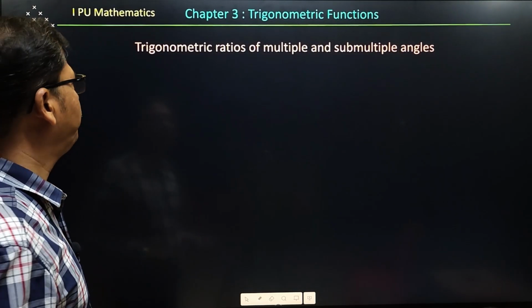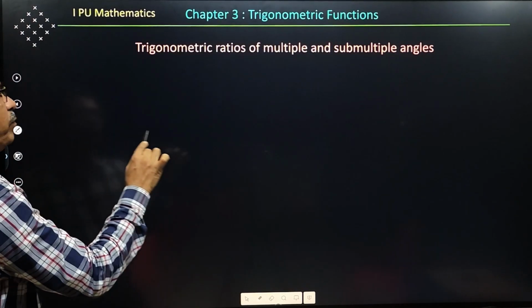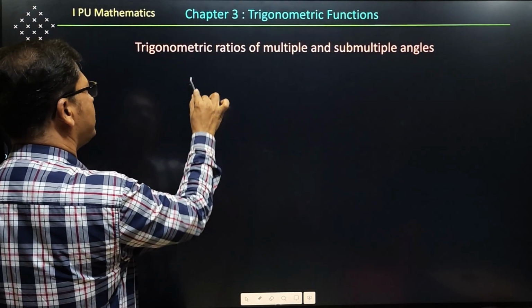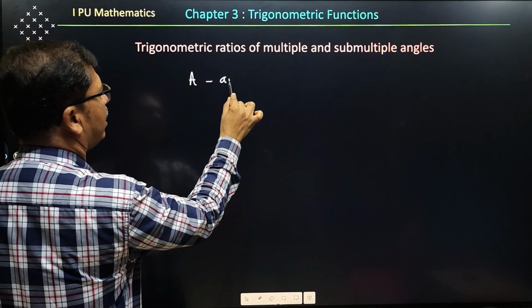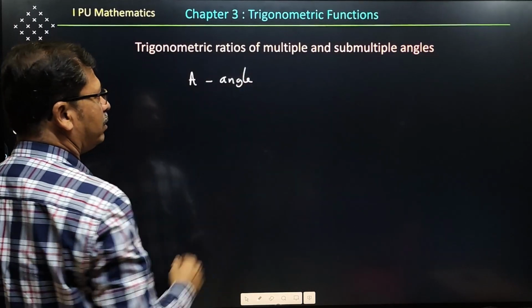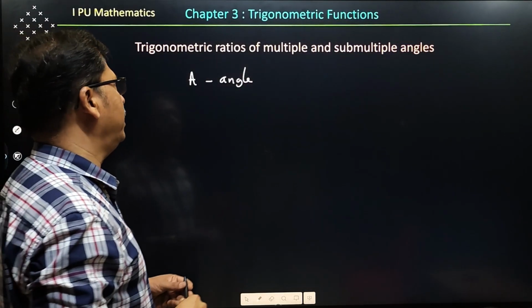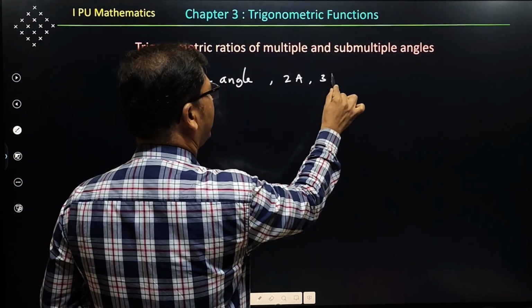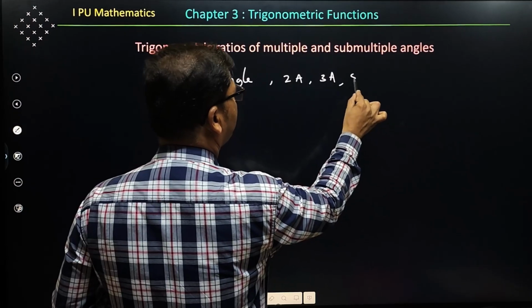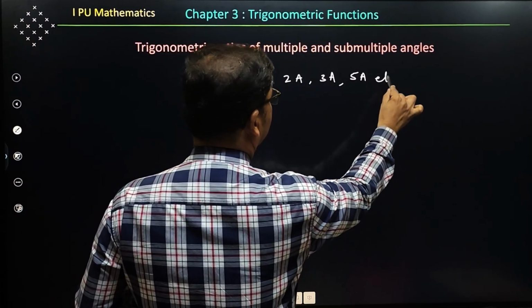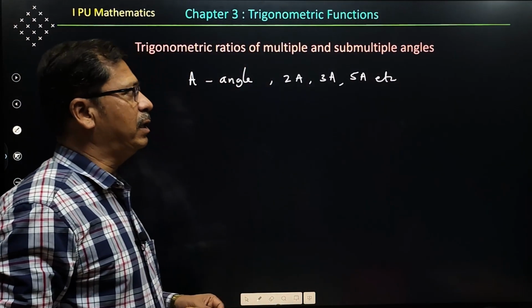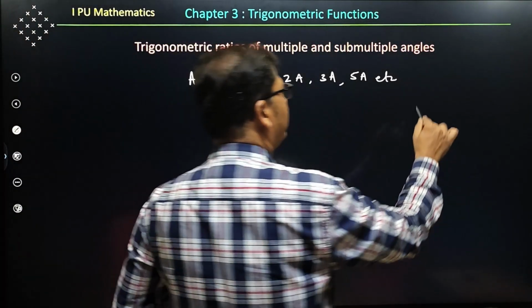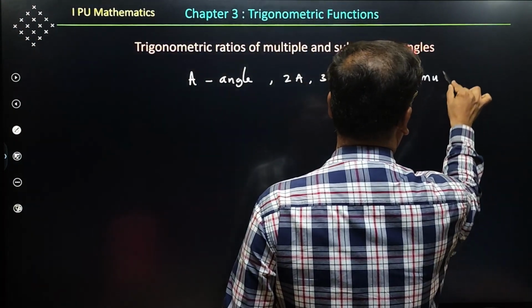submultiple angles here. See students, if you take into consideration A is any angle, then take the multiple of that A. Say the angle 2A, it may be 3A, it may be 5A, etc. So these are called multiple angles.